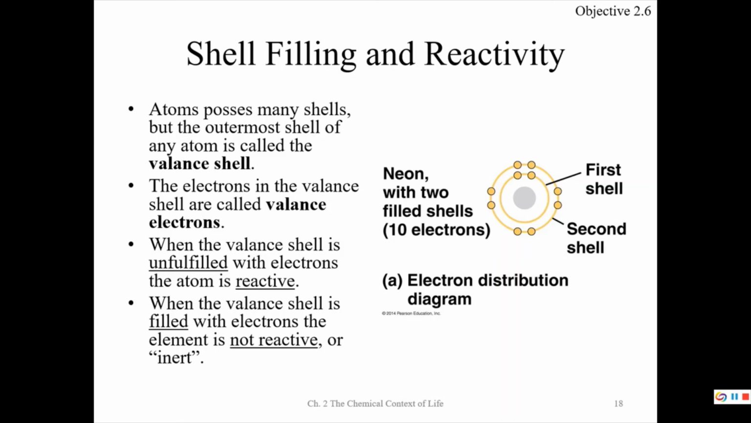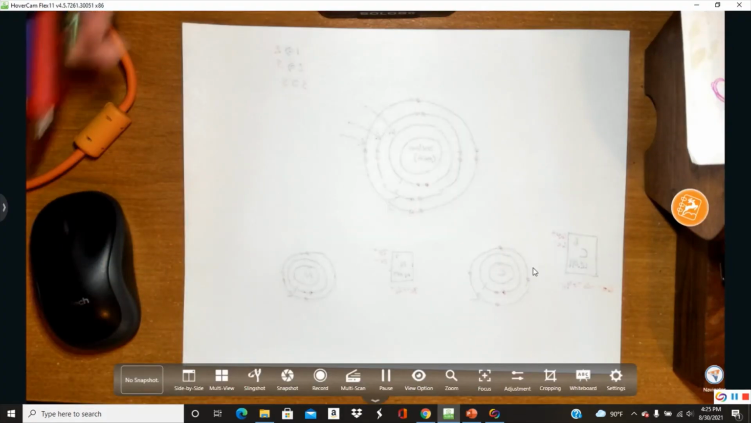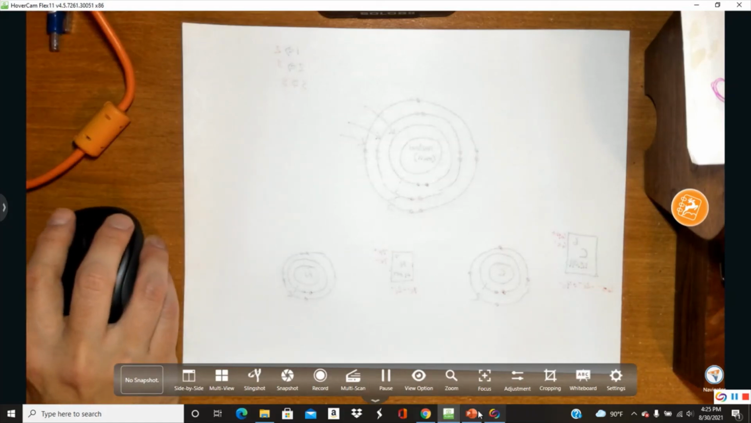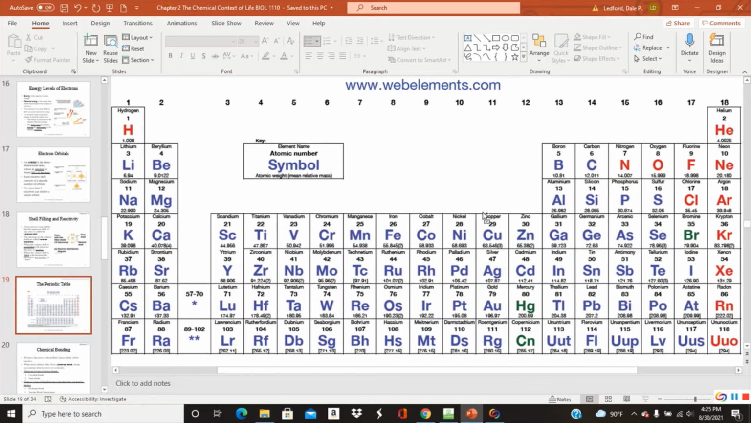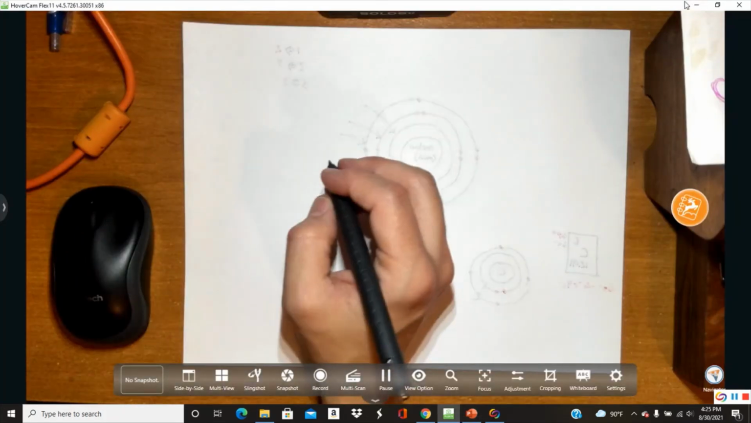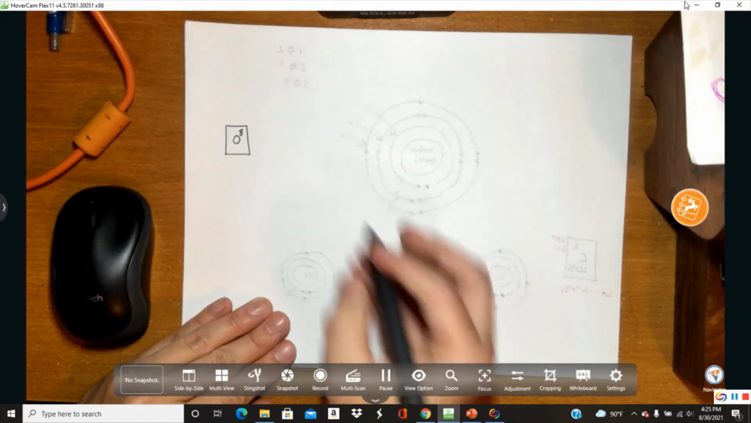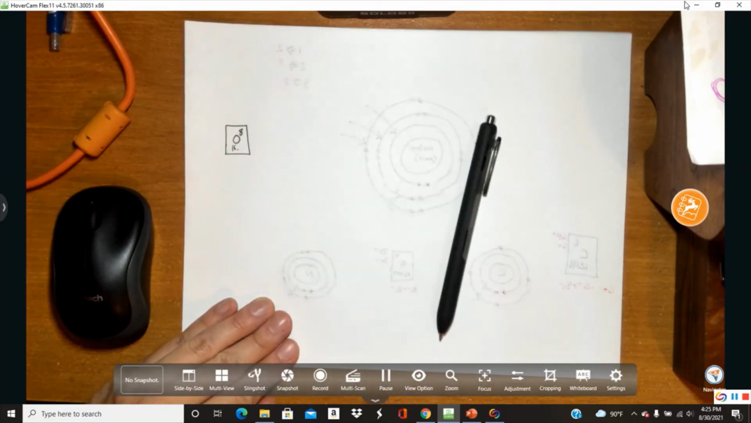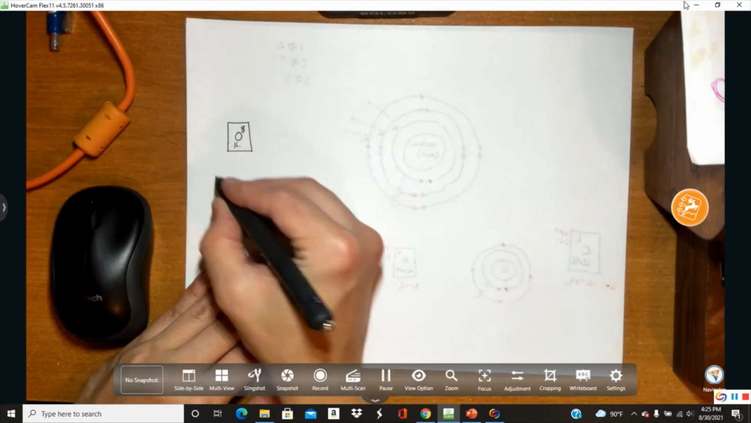Okay. Now, let me help you guys understand this. Let's pick a couple elements here. Let's pick oxygen, number 8. Oxygen. Now, what I want to do, guys, is to help us understand this. Oxygen, number 8. Now, we're going to start with 8 electrons, okay?